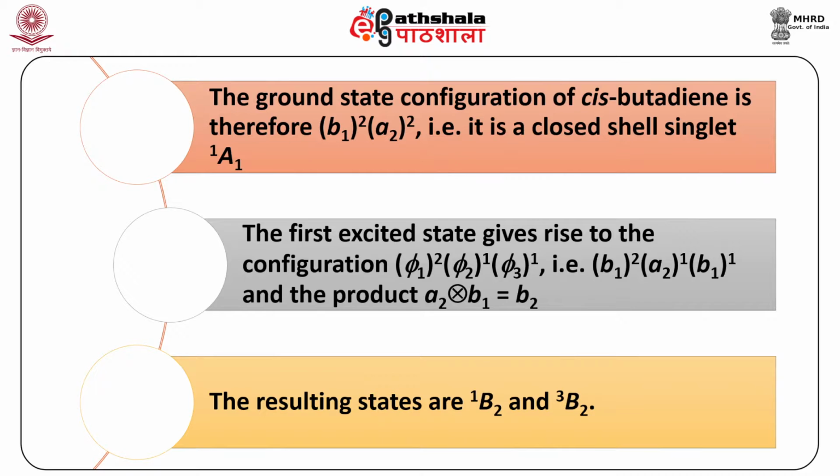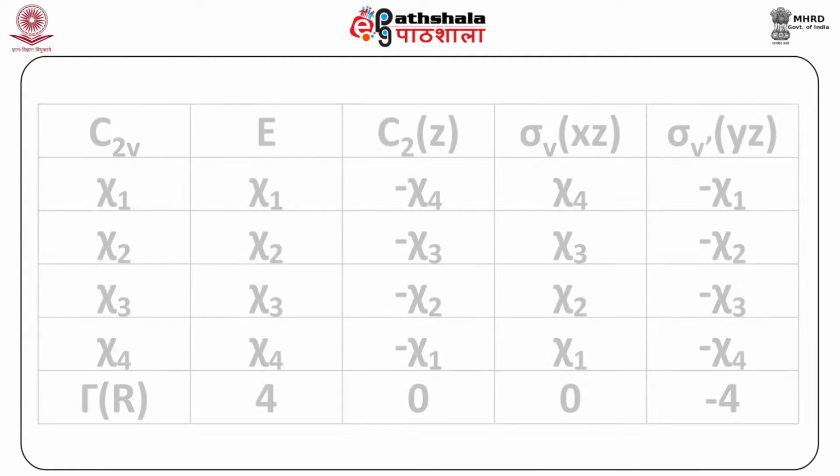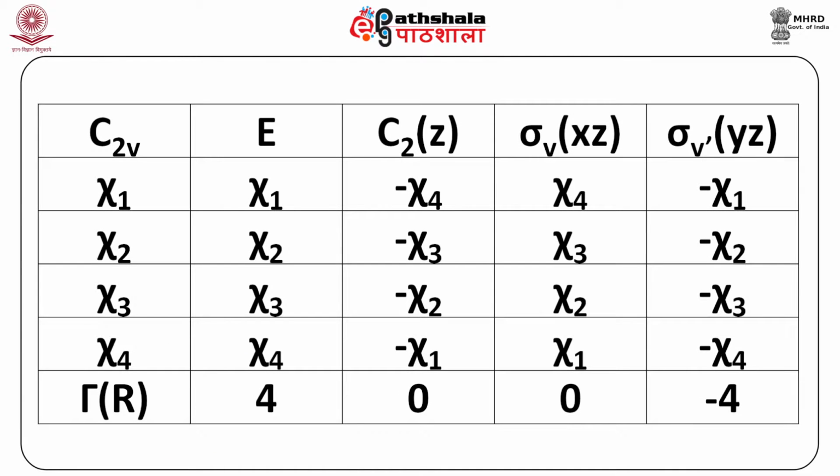So there are two resulting states, one is the 1B2 singlet state and the other is a triplet state 3B2. When you look at the C2V character table, we see that the 1A1 to 1B2 transition is allowed and it is Y polarized because Y behaves like B2. The 1A1 to 3B2 transition is of course forbidden by the spin selection rule, because there is a change of spin multiplicity in this transition.